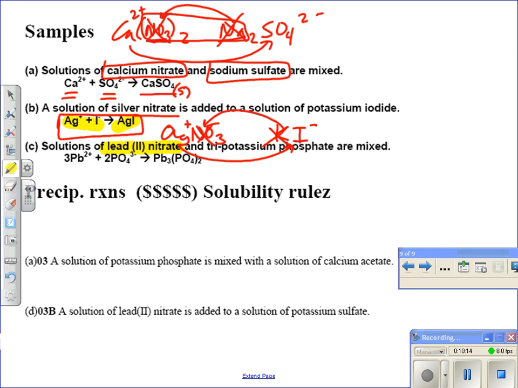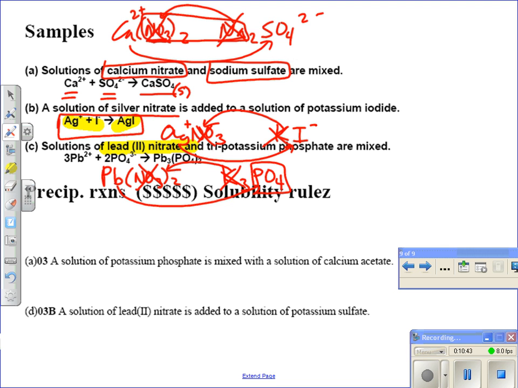Last sample here, lead(II) nitrate. What's that going to look like? Lead's going to be Pb(NO3)2, plus tripotassium phosphate. We don't write it like that anymore. We just say it's K3PO4. The K is going to go over here. The Pb is going to go with this one. KNO3, always soluble. Pb3(PO4)2, not so much. All the phosphates are insoluble except with group 1.